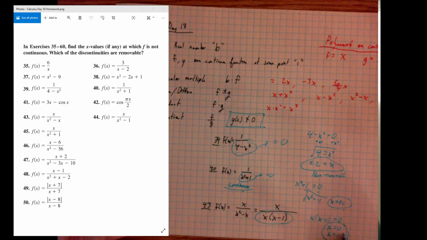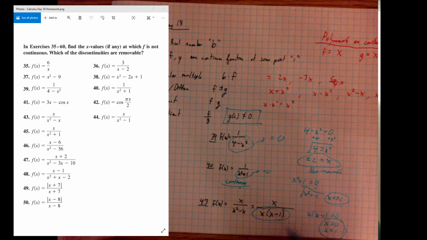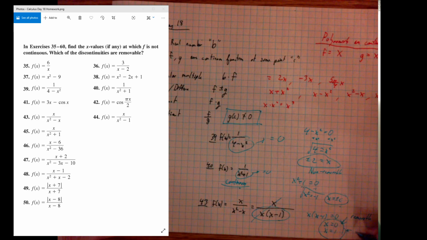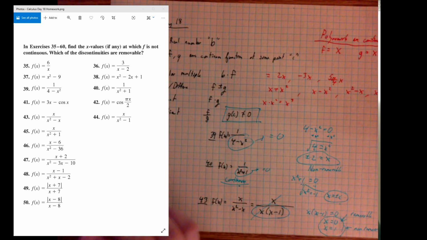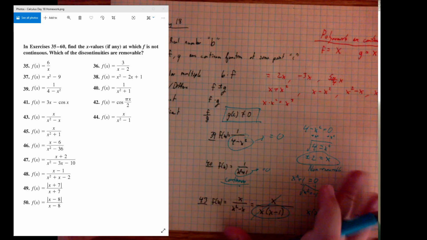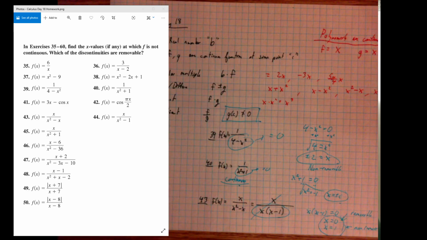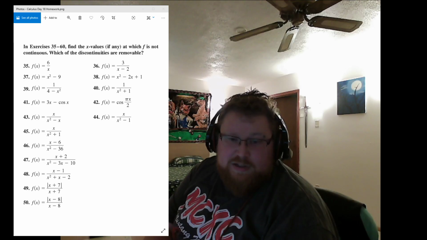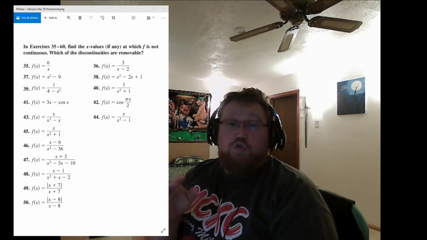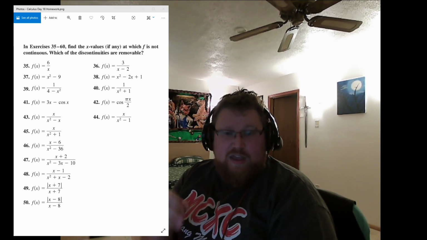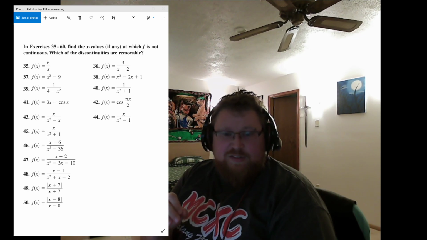However, one of these is removable. It turns out because we could have canceled the x's, that makes this top one removable. The bottom one stays non-removable because there's nothing on top to cancel with that thing on bottom. Now, this is one method of doing these problems, and it's not the only method though. Keep in mind, you could have instead graphed each of these functions and manually looked for places of discontinuity.